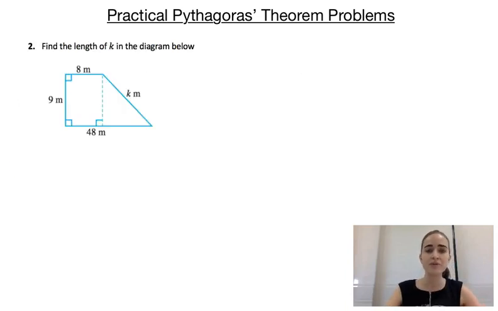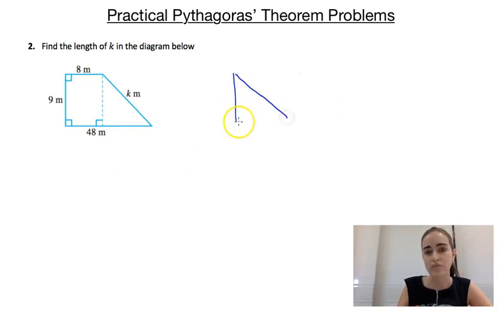Our second example isn't technically a practical problem. It's not even really a worded problem, but it is a more complicated Pythagoras' theorem problem that you might get. So we're going to have a look at it. So we're asked to find the length of this side here. Now what they've got at the moment is a trapezium, and they've drawn this dotted line down here, and that's broken our shape up into a rectangle and a triangle. So I want to just focus on this triangle. So I'm going to redraw the triangle part out here. And this is our K here, and we've got a right angle.